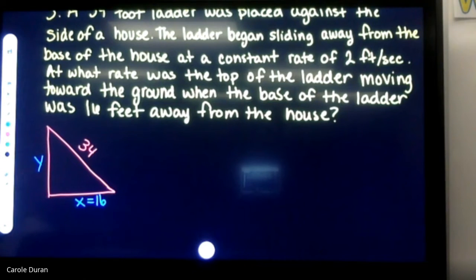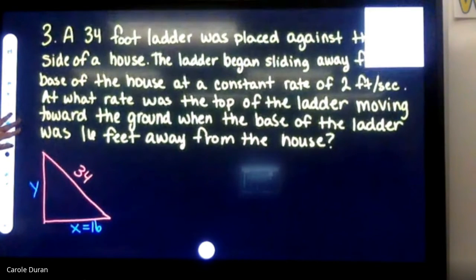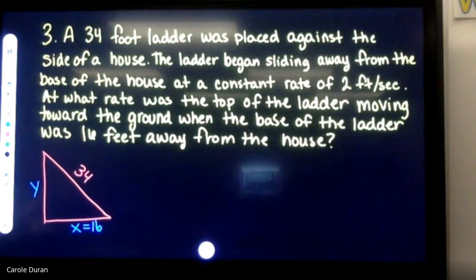The height of the top of the ladder is changing how? There's a lot of words in this paragraph. I know there are, so I need you to pick out the important ones. With the height of the ladder. That's what you're telling me. But it says sliding away. Okay.